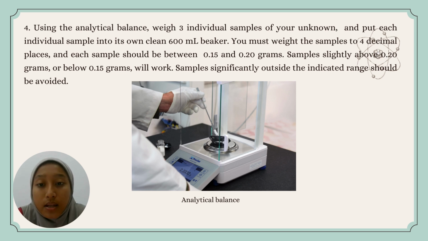Then, by using the analytical balance shown in the slide, weigh 3 individual samples of your unknown and put each individual sample into its own clean 600 ml beaker. You must weigh the sample to 4 decimal places, and each sample should be between 0.15 and 0.2 grams. A sample that is slightly above 0.2 grams or below 0.15 grams will work, but samples significantly outside the indicated range should be avoided.